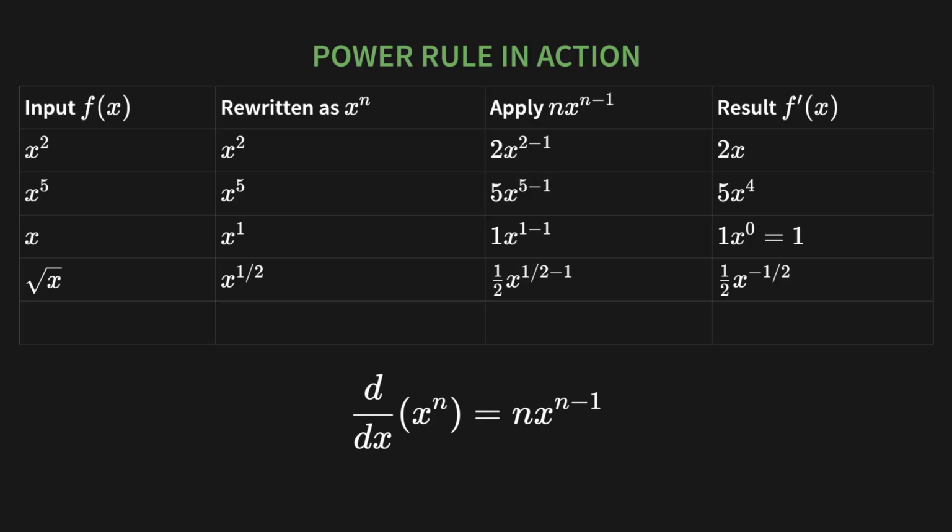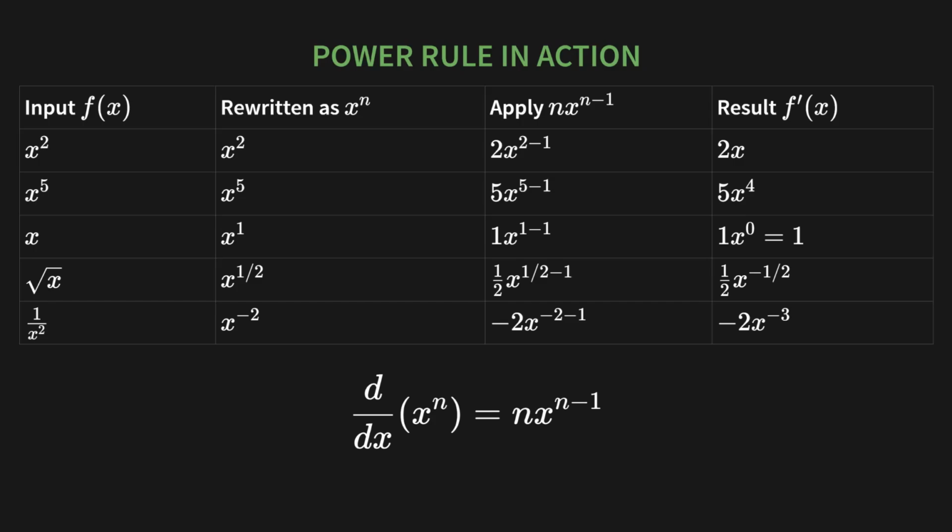Last one, 1 over x squared. We can rewrite this using a negative exponent. That's x to the negative 2. Now, apply the rule. The negative 2 comes down in front, times x to the negative 2 minus 1 power. That gives us negative 2x to the negative 3. It's just a mechanical process.